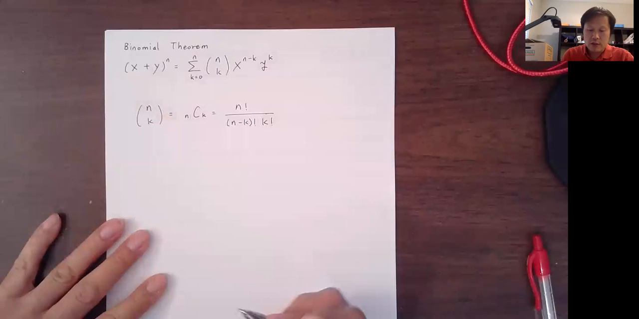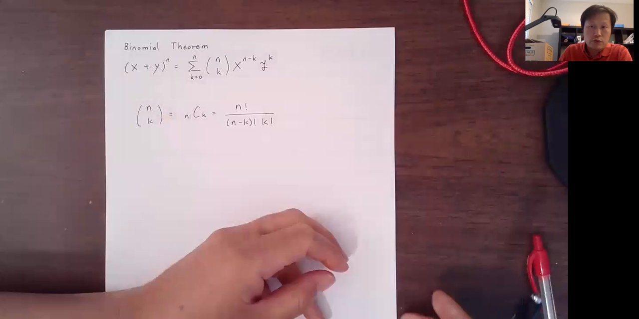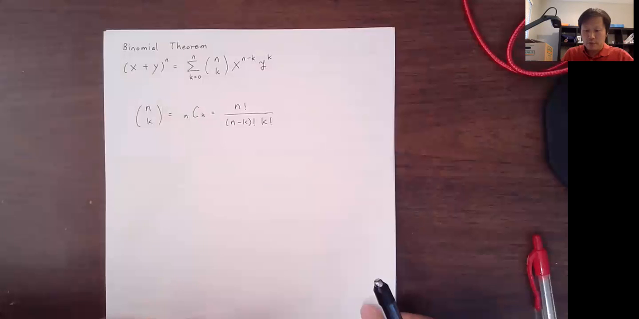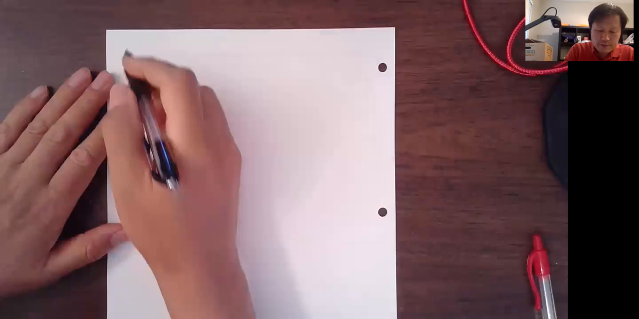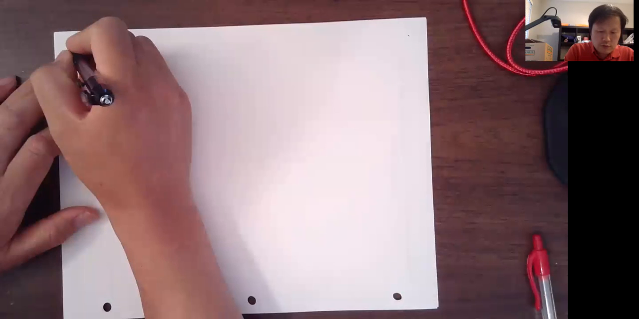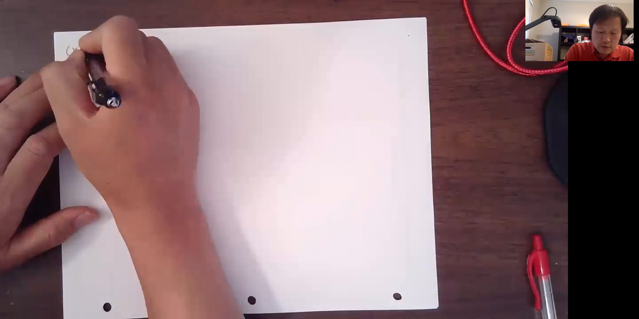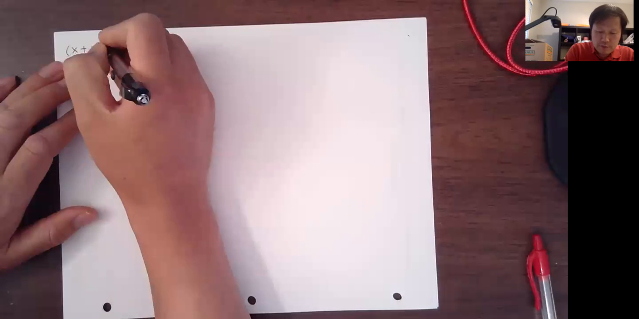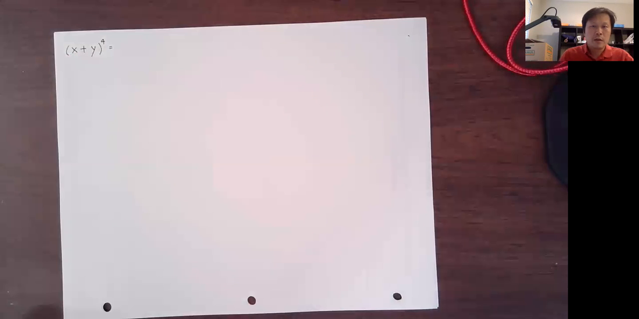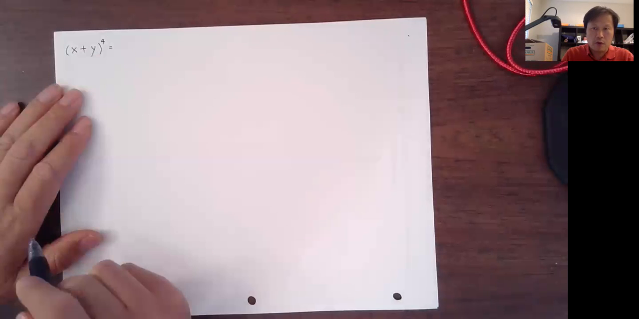So let me explain how you expand a binomial. It's easier with an example, so I will give you a number of examples. Let's say you need to expand (x plus y) to the fourth power, for example. So what does that mean, (x plus y) to the fourth power?